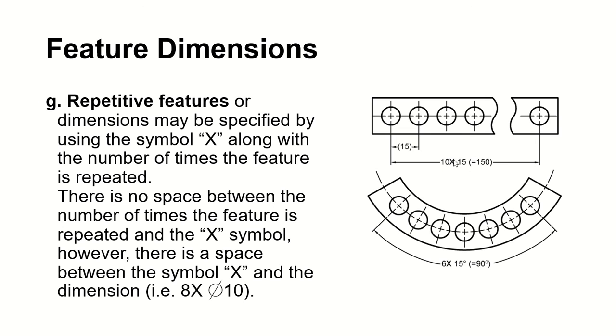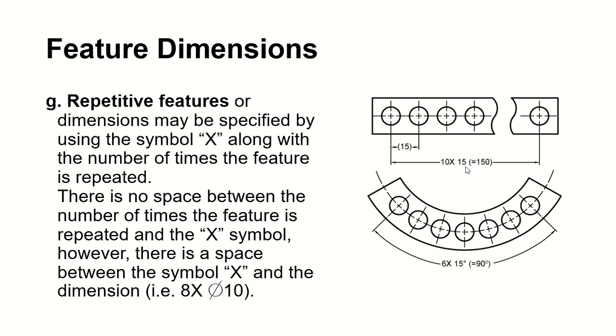Since one circle to the next is 15 units far away from each other, from the first circle to the last circle you're going to have 150 units. So 10 times 15. 15 is the distance between the two repetitive circles, and we have 10 of them. Therefore I have 150 distance from here all the way to the end circle.